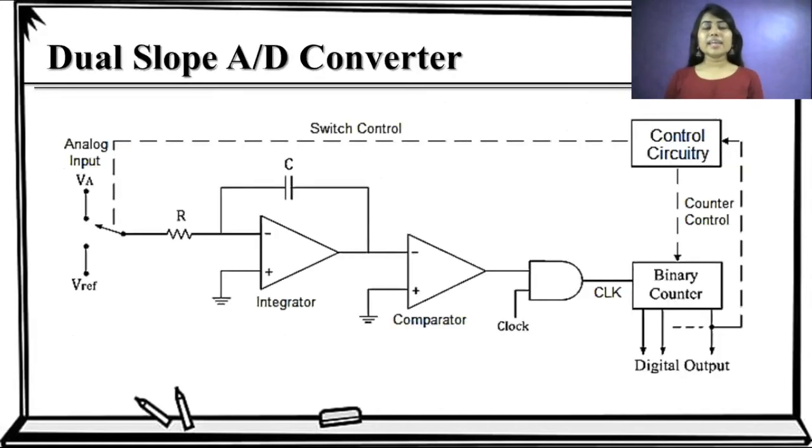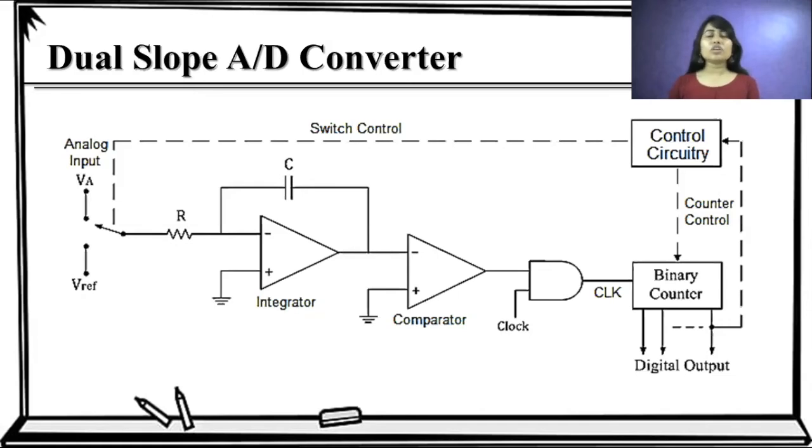So here we have a diagram of the dual slope analog to digital converter. Here we have two inputs, the analog input and the reference voltage. According to the requirement of the binary counter's control circuit, we can switch to the analog input or to the reference voltage, so we have two connections. Now we have an operational amplifier, resistor and capacitor. This is known as an integrator circuit, which integrates the input and produces a ramp signal. The slope of this ramp signal is proportional to the time required by the binary counter to count the value approximately equal to the analog input.